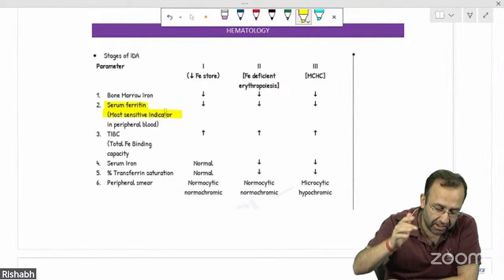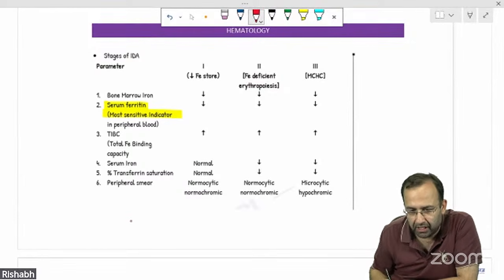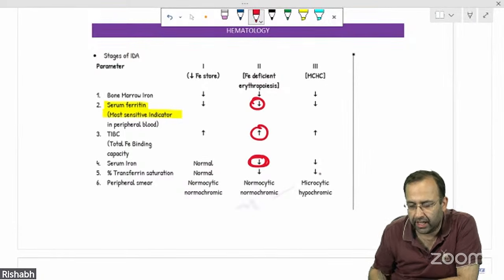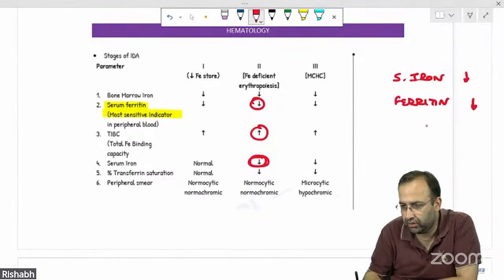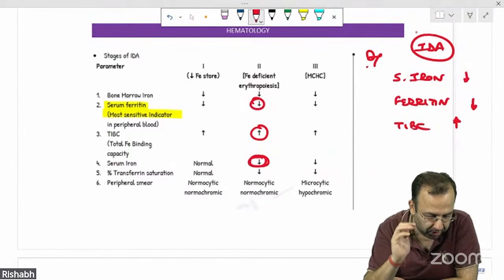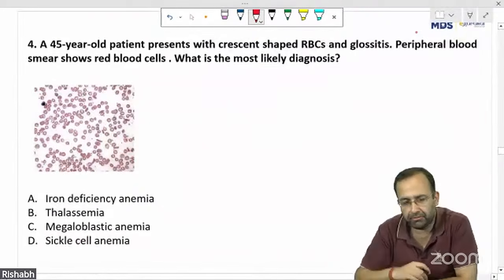You know this. Actually, another question was, in microcytic hypochromic anemia, that is iron deficiency anemia, serum iron reduces, serum ferritin reduces, TIBC increases. This was another question on iron deficiency anemia. There were 2-3 questions on iron deficiency anemia.